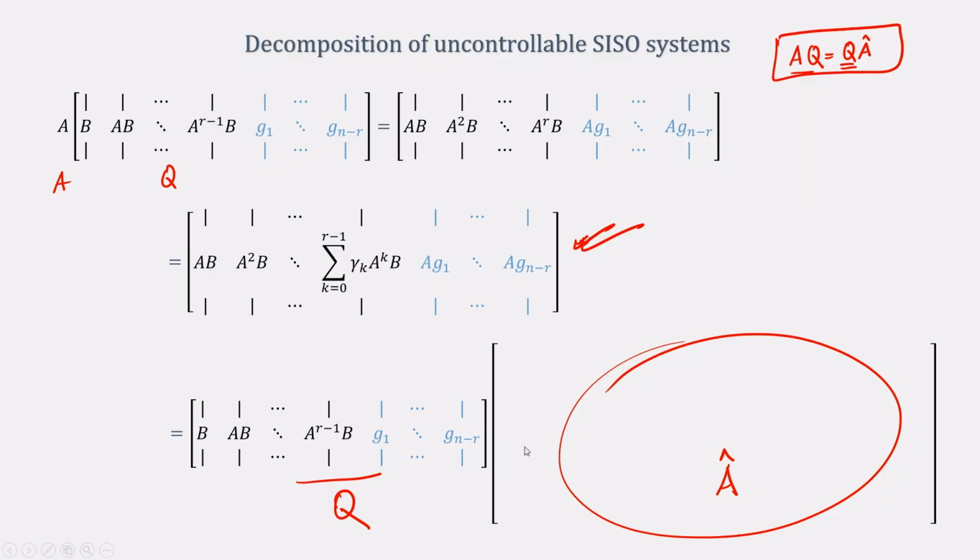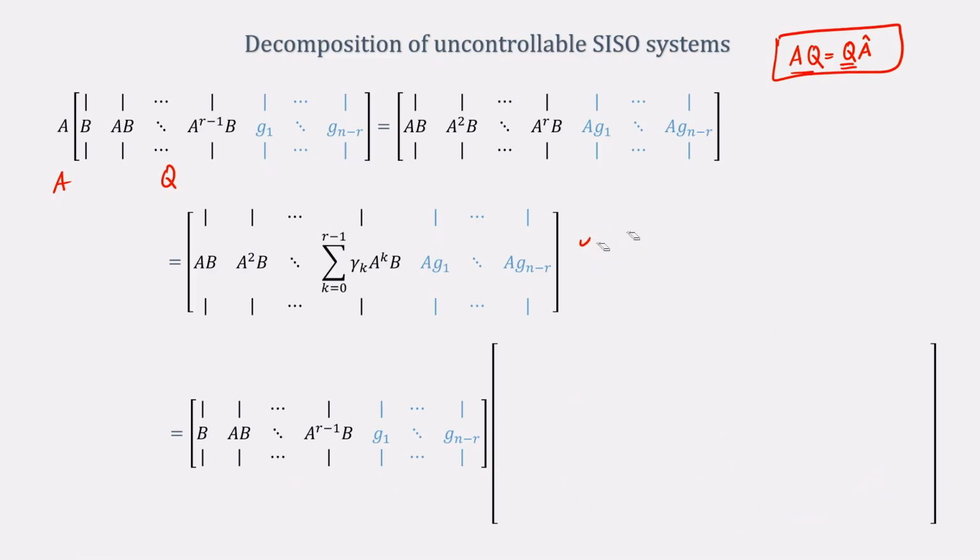So, let us try to see what happens. Now, on the left hand side of this equation, let us look at the first column. What do we get?